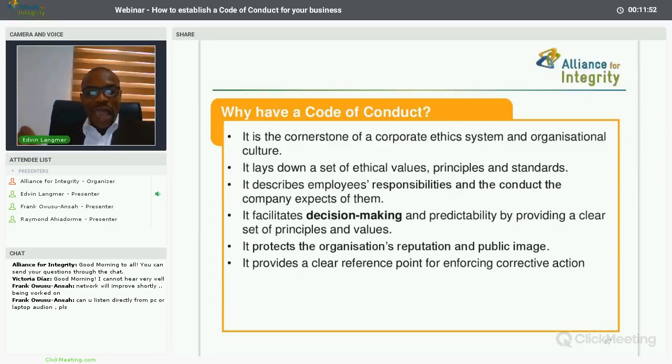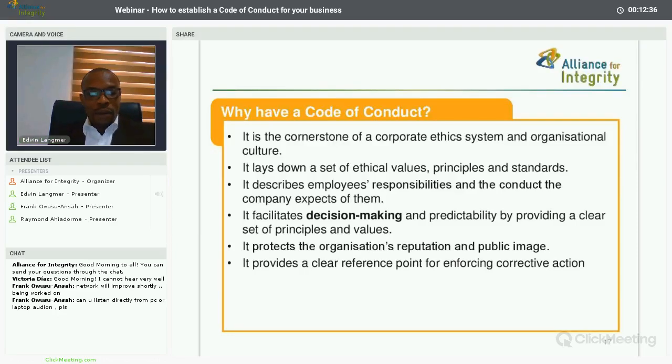A code of conduct describes employees' responsibilities and the conduct the company expects of them. It documents what the company expects of behavior when it comes to employees. The fourth one, the code of conduct facilitates decision making and provides some level of predictability regarding the values and principles that govern the organization. Once it is documented, it is clear for all to see. That's one reason why we have the code of conduct.